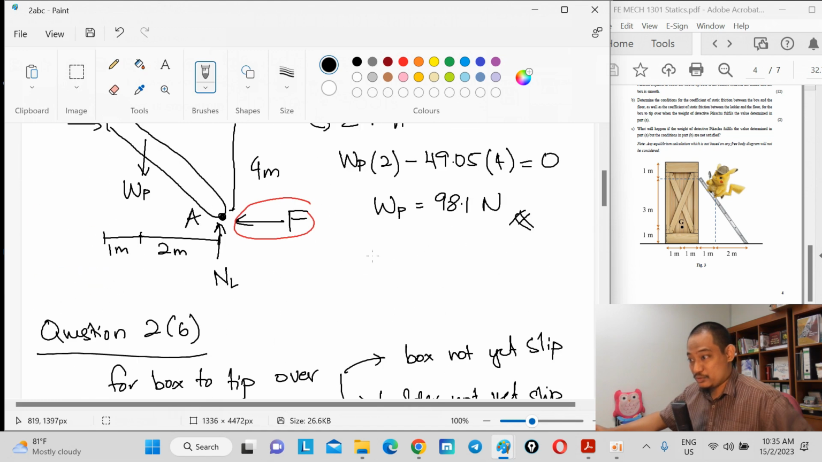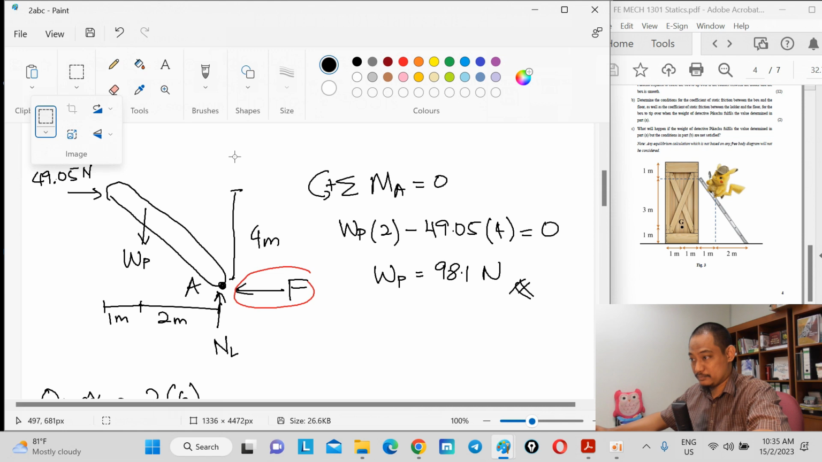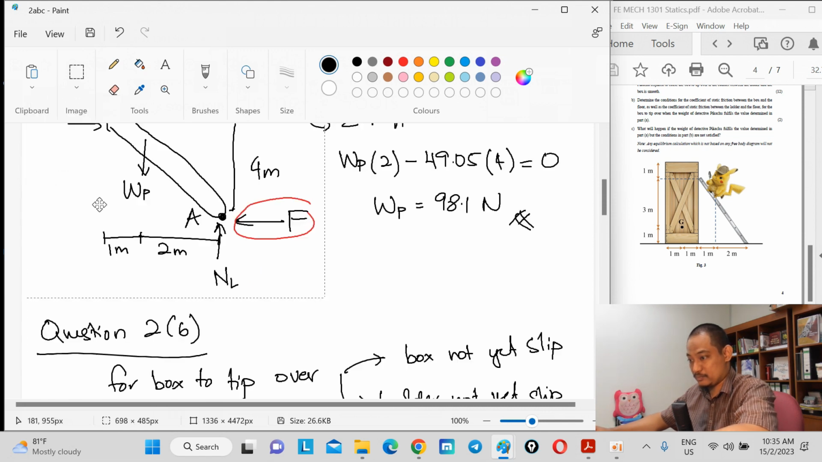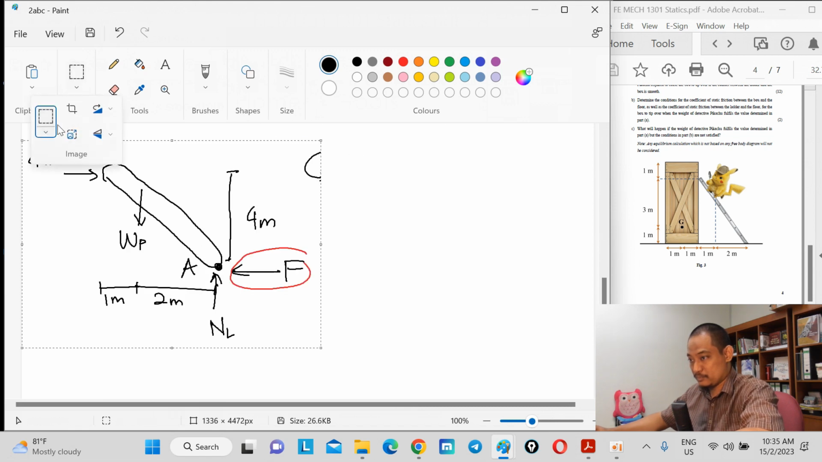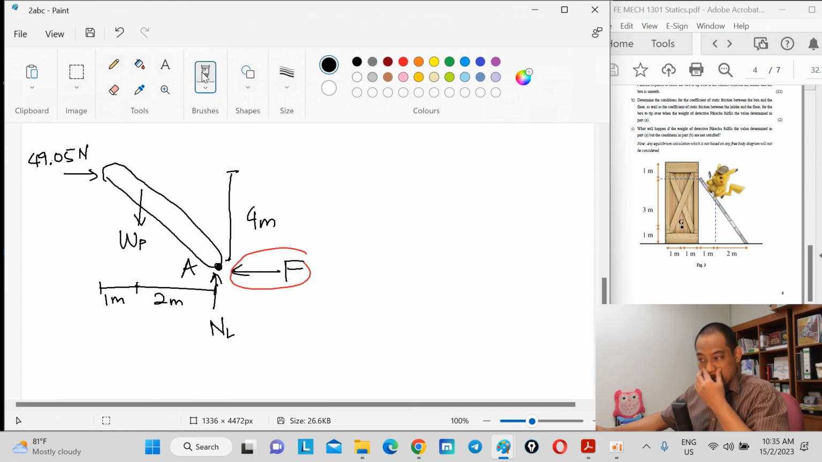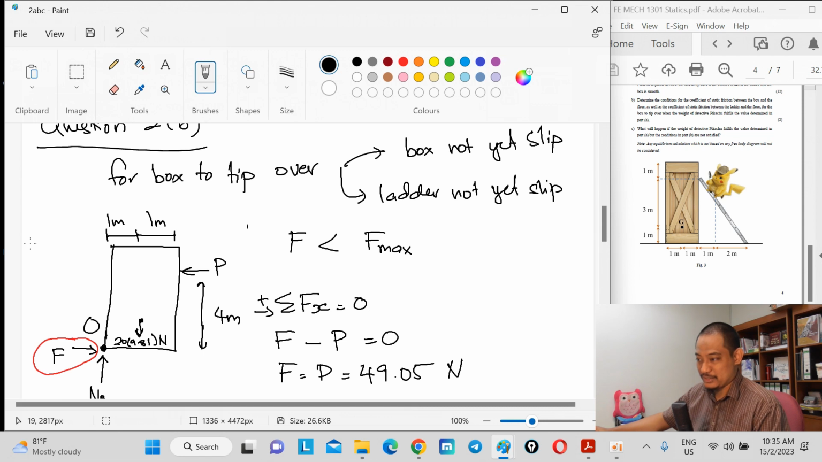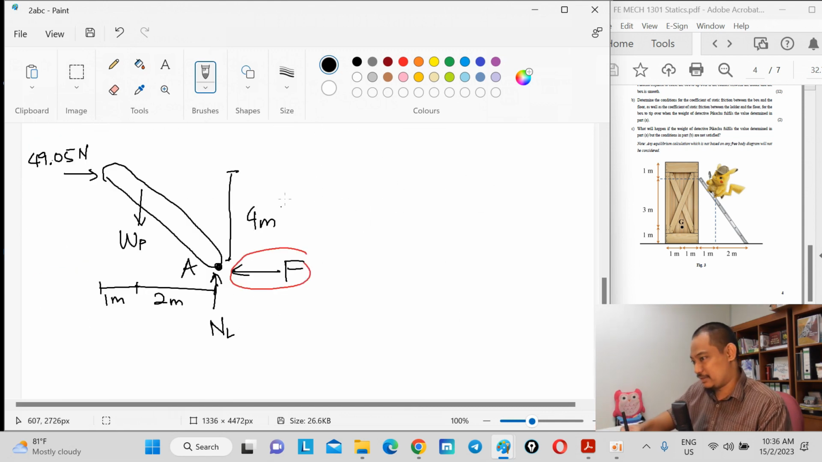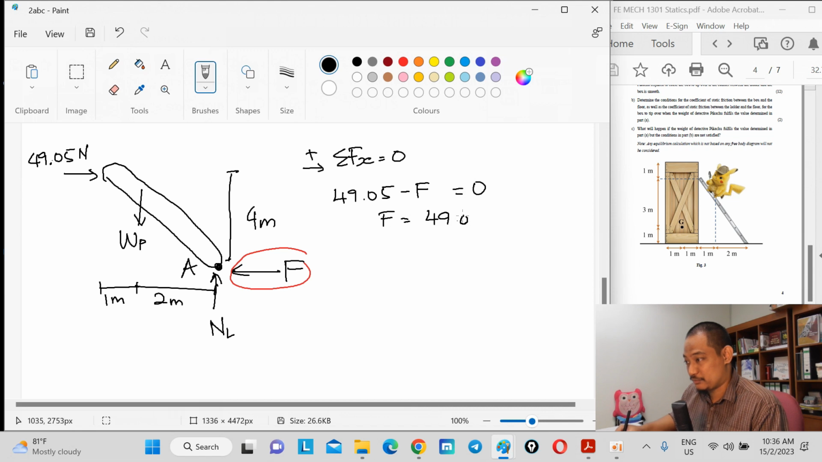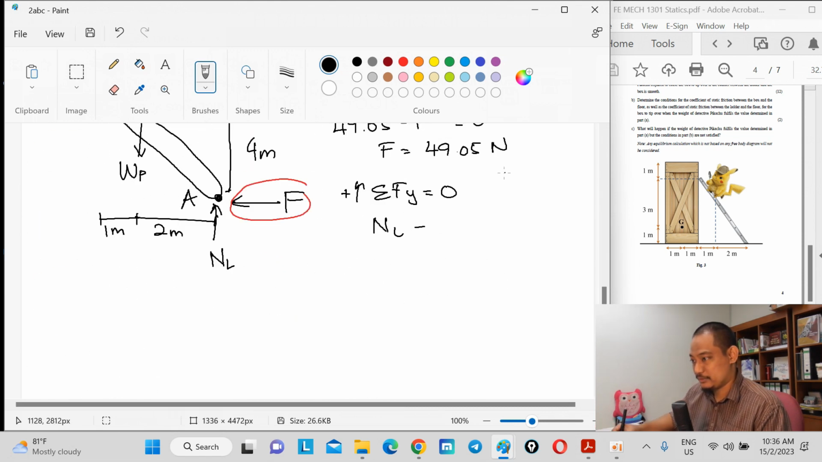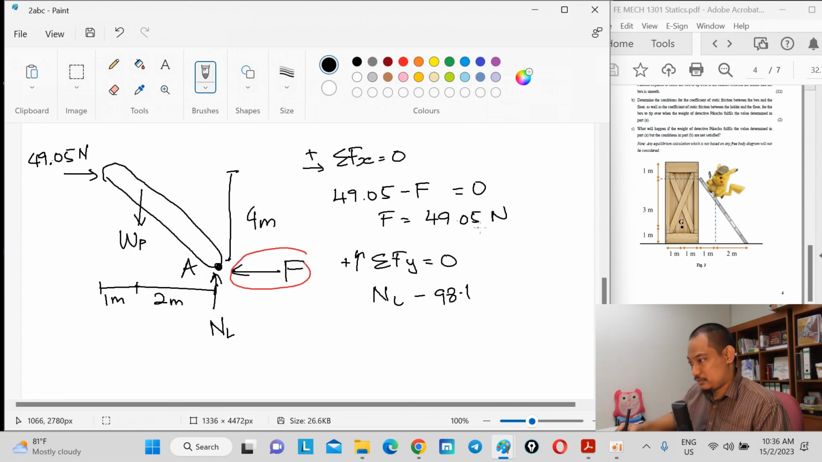We have another condition, the ladder not slipping. So we are talking about this free body diagram. Again the same story, meaning F should be less than F max. But we need F first, right? Summation of Fx equal to 0, 49.05 minus F equal to 0, F equal to 49.05 Newton. Upwards as positive, summation of Fy equal to 0, and L minus W_P, which is already known to be 98.1, equal to 0, and L equals 98.1 Newton.